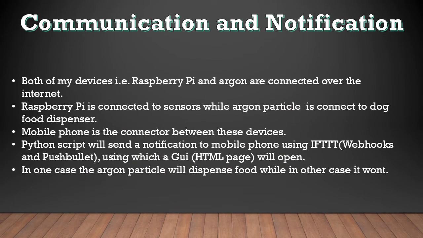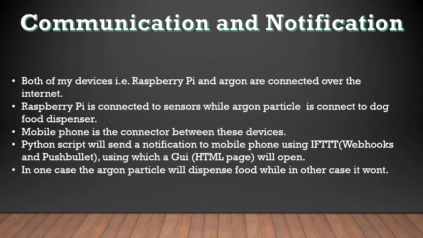Communication and notification between devices. Both of my devices, Raspberry Pi and Argon Particle, are connected over the internet. Raspberry Pi is connected to sensors, while Argon is connected to the dog food dispenser, which is represented using an LED. Mobile phone is the connector between these devices.